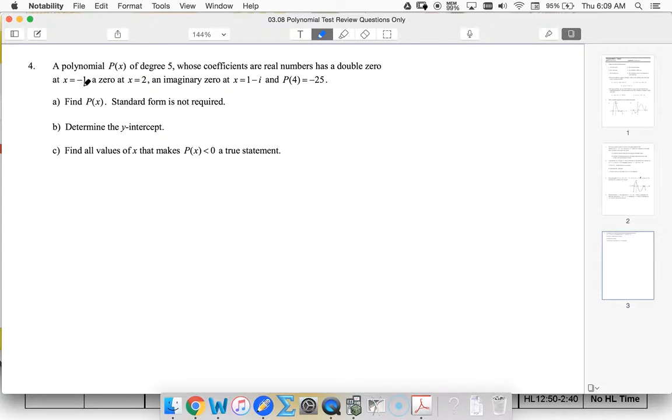So x equals -1 is a double zero, so that means x plus 1 is a double factor. x equals 2 means x minus 2 is a factor. An imaginary root at x equals 1 minus i means x minus 1 plus i. And of course, if we know this, we also know x minus 1 minus i. So 1, 2, 3, 4, 5 roots. We don't know the a value, and that's where this is going to come in.